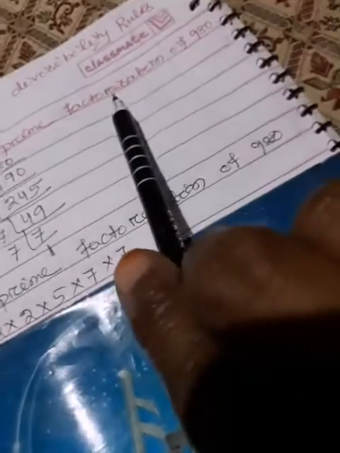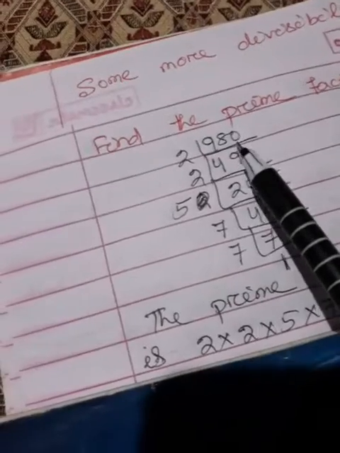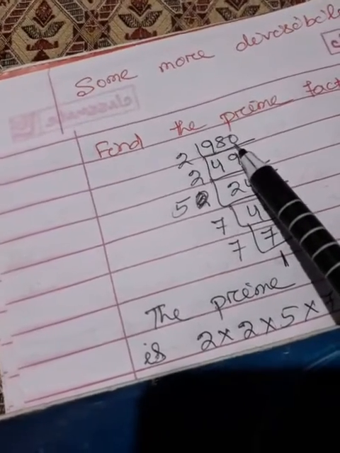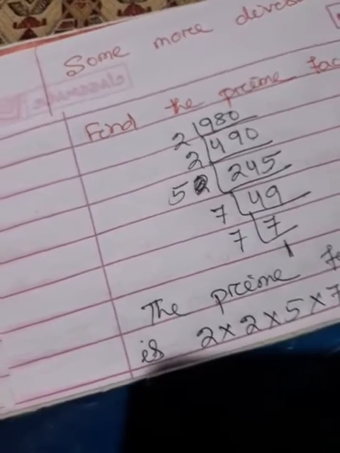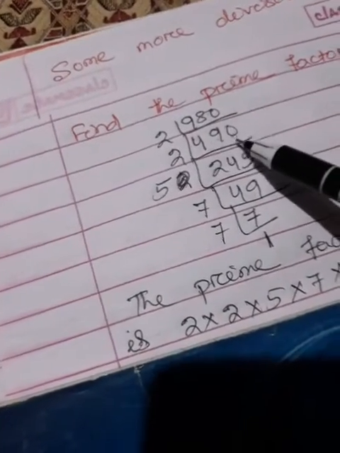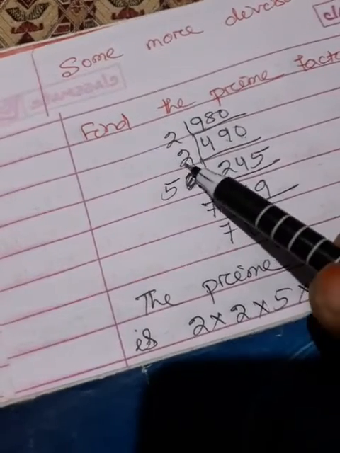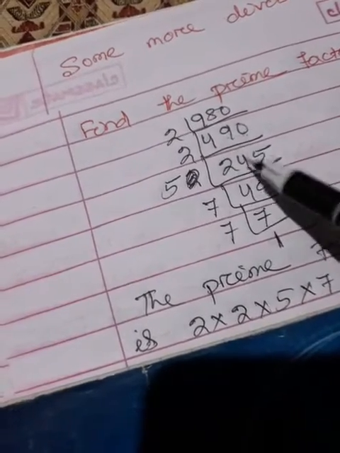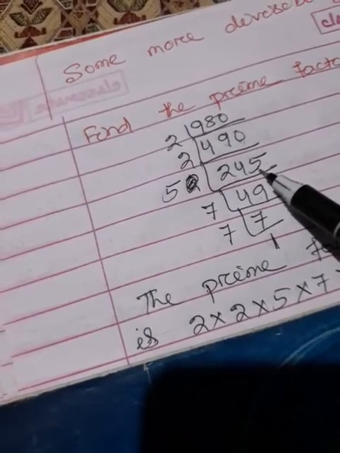Next, find the prime factorization of 980. Here 980, the ones place is 0, so it is divisible by 2. 2 fours are 8, 1, 18, 2 nines are 18, 0. 490, here the ones place is 0, so it is divisible by 2. 2 twos are 4, 2 fours are 8, 1 ten, 2 fives are 10.